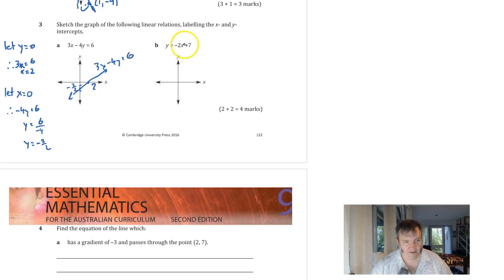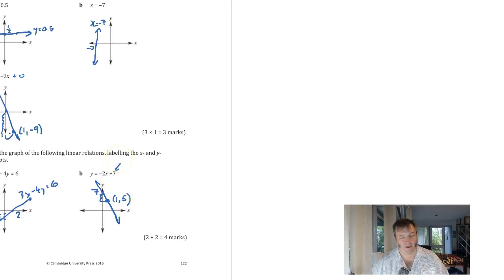The next one, negative 2x plus 7. You count 7 squares up and you put your intercept in at 7 because that's the y-intercept. The gradient is negative 2, so that means I have to go down 2 for every 1 I go across. And you'd show that point: if I go 1 across, it's going to have an x-coordinate of 1, and down 2 it'd have a y-coordinate of 5. And that would be all you need to do for that one.